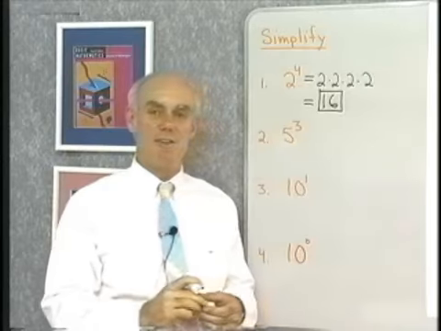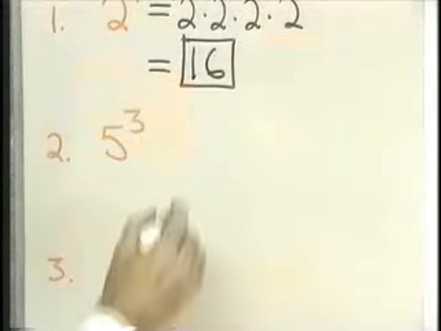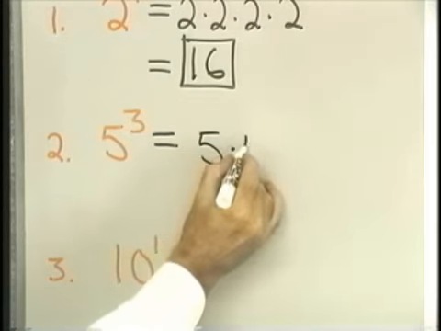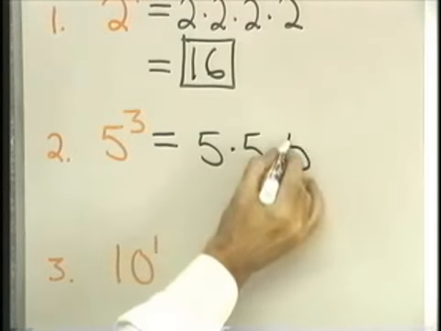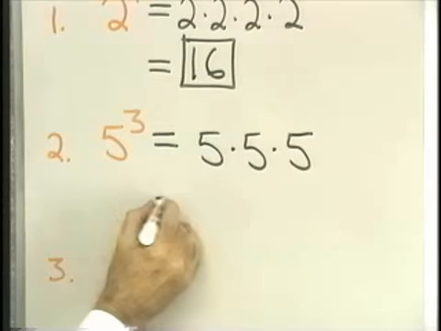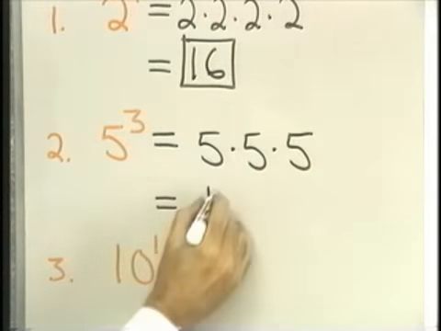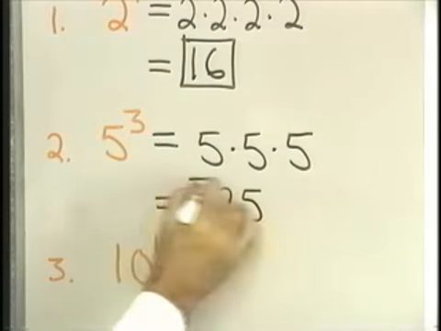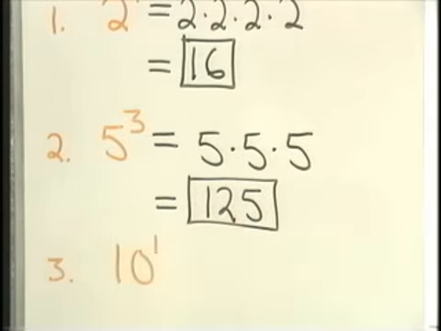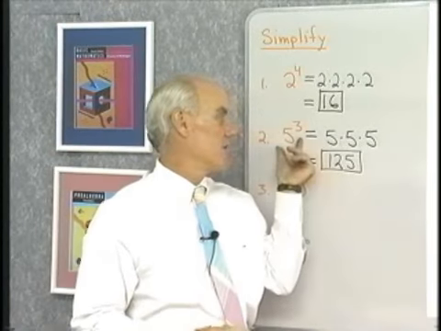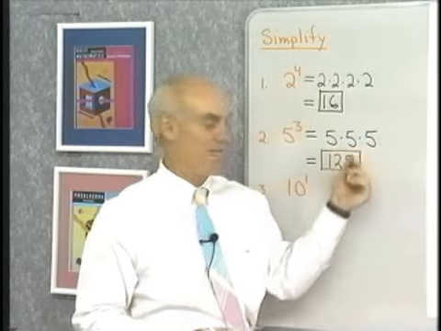The next one I have is 5 to the 3rd power. That's going to be 3 factors of 5, or 5 times 5 times 5, always all multiplication. 5 times 5 is 25, times 5 again is 125. So 5 to the 3rd power is 125. And the meaning of this expression is 3 factors of 5.